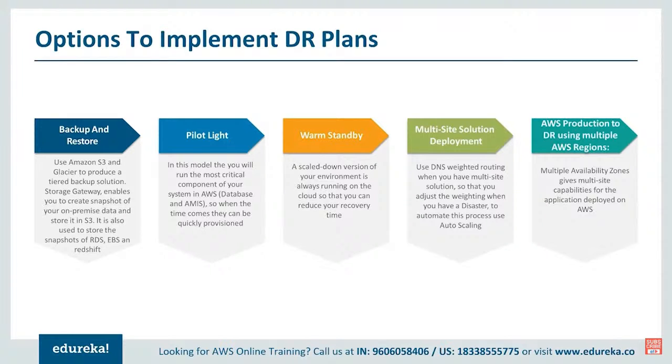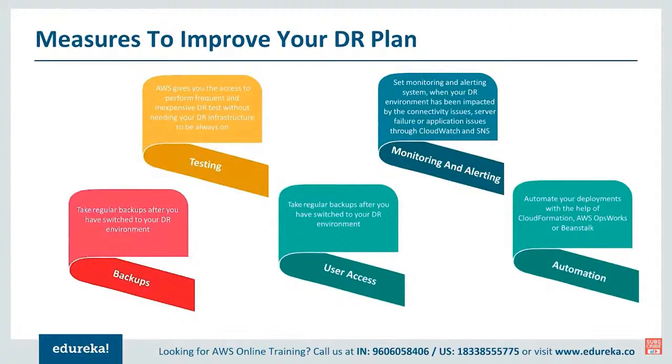You can set up your DR regions outside AWS as well. If you recall, in one of the sessions we saw a slide wherein you could have a multi-provider or multi-cloud provider setup for the highest level of availability. Then, measures on how to improve the DR plan. Take regular backups after you have switched to your DR environment. That's very important. We do take backups, but we actually never test them out. So in the event a disaster happens, we're kind of struggling.